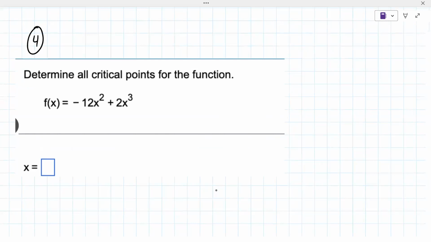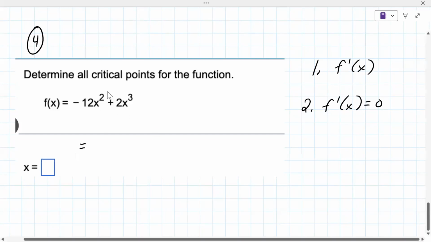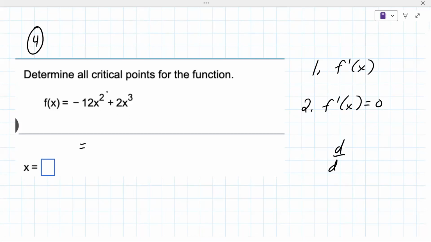Determine all critical points for the function. This means: one, determine f prime of x; two, set the derivative equal to 0. Okay, right. So could you attempt to give me the derivative of this, please? It is power rule. It would be negative 24x plus 6x squared.